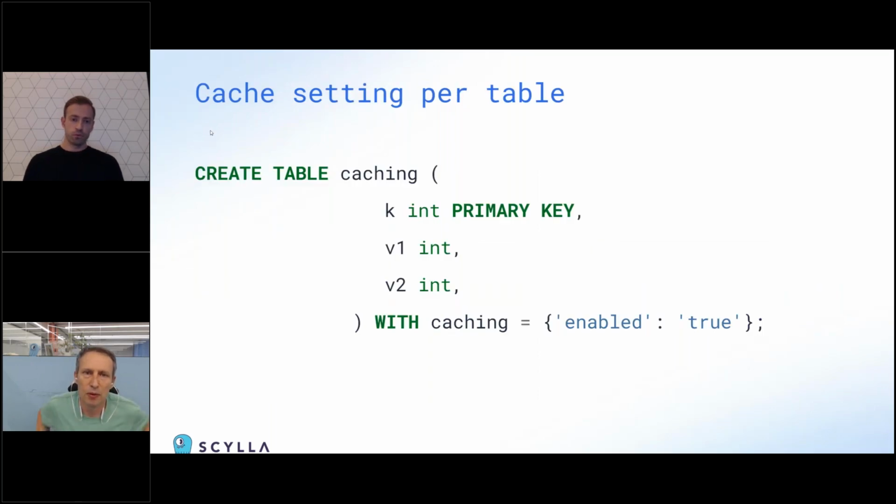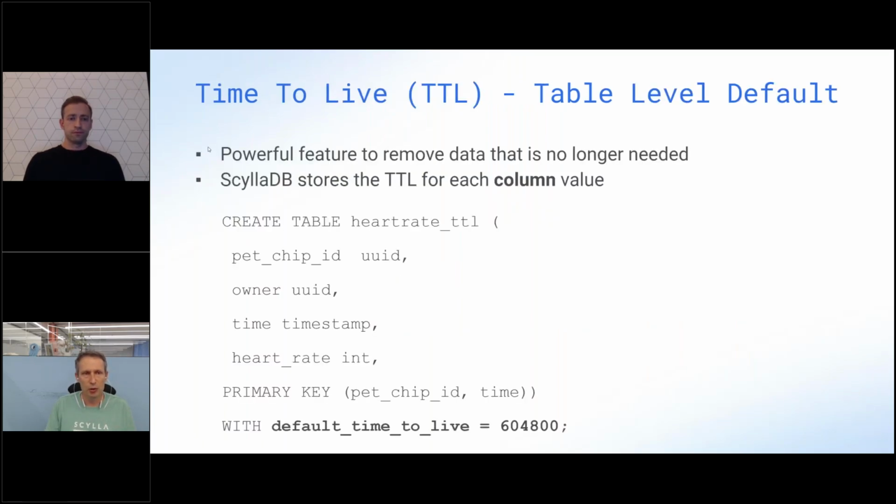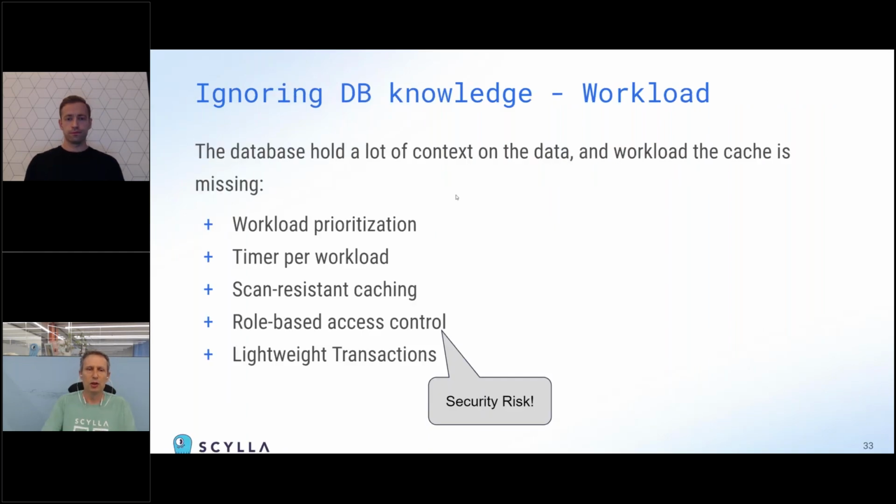Another property that I mentioned earlier is the caching setting in the database itself. In Scylla, you can specify if you want to enable or disable the cache per table. You cannot do that in the cache layer, or you can do it, but it's complex. I already mentioned time to live, so I will move forward.